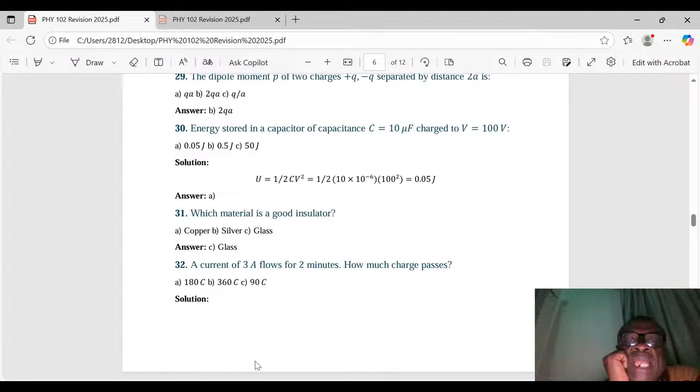31. Which material is a good insulator? A. Copper. B. Silver. C. Glass. You know what an insulator is? An insulator is a material that cannot conduct electricity. So the question is, which material is a good insulator? Copper conducts. Silver conducts. The only thing that cannot conduct is glass. So the correct answer is C. Glass.